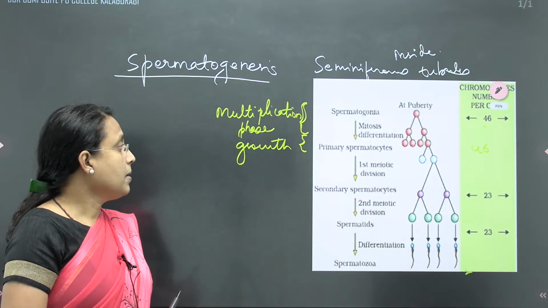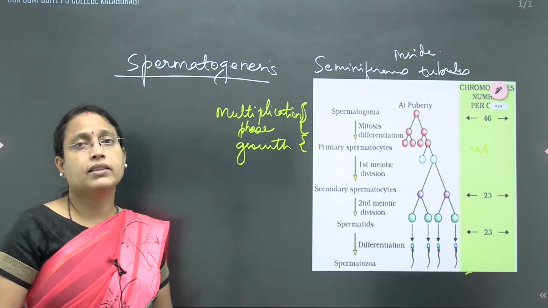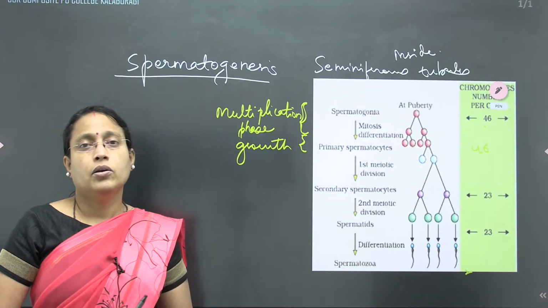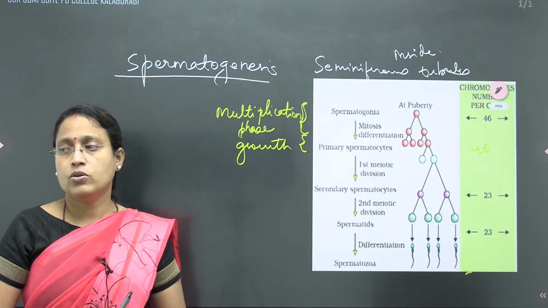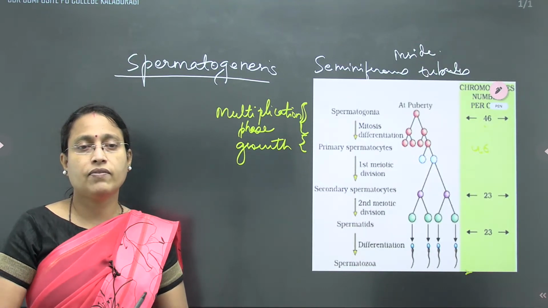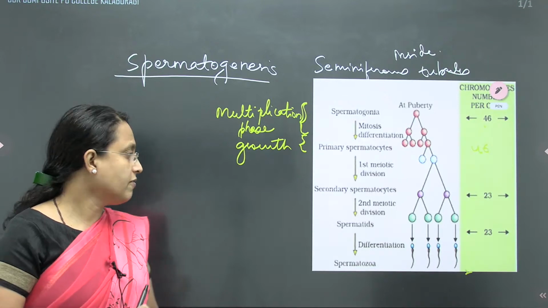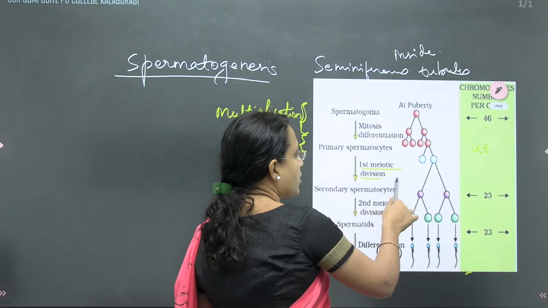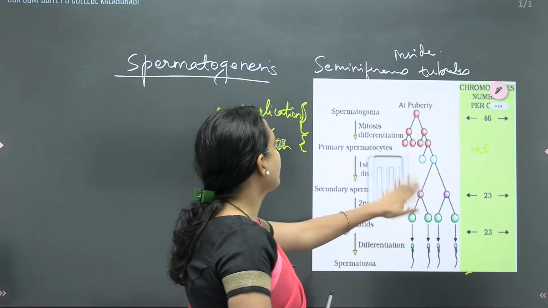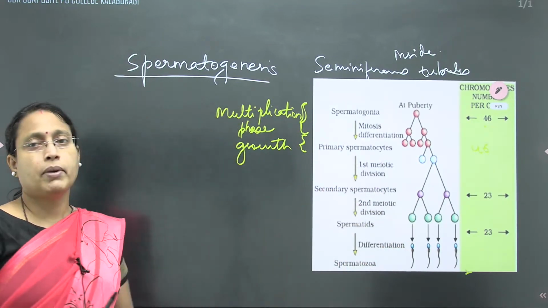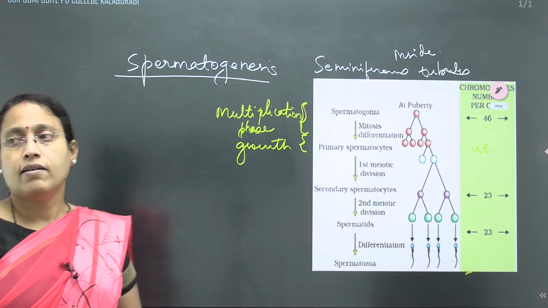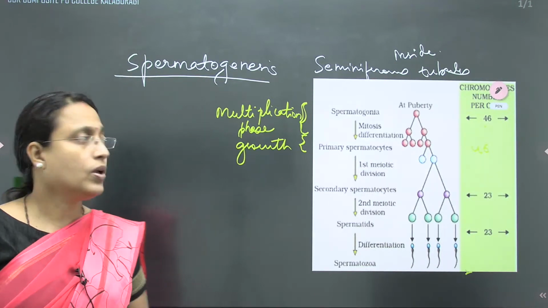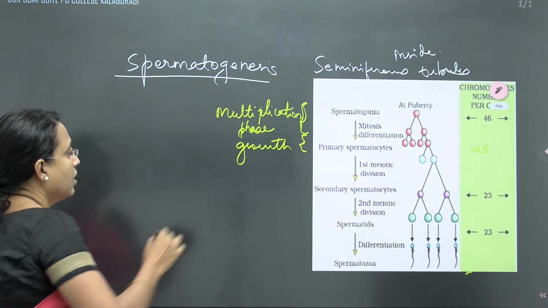Now next, the primary spermatocyte is the one that undergoes meiosis. So from here begins the actual maturation phase, as it is called. Wherever meiosis is occurring, that phase can be termed the maturation phase. So maturation is due to meiosis here. So it will also be referred to as the first maturation division. So the primary spermatocyte undergoes the first meiotic division.